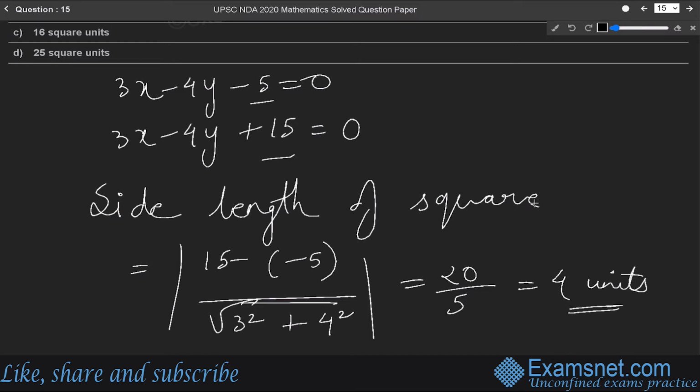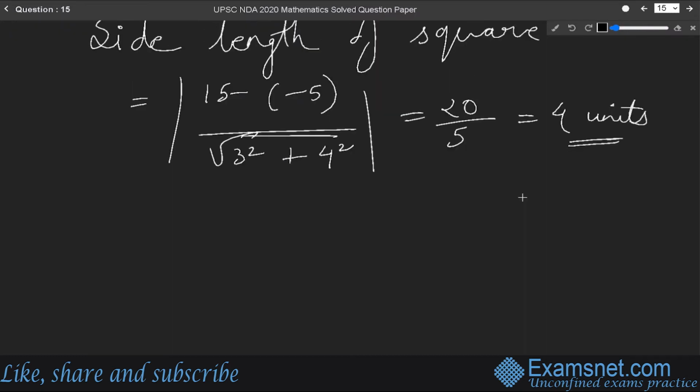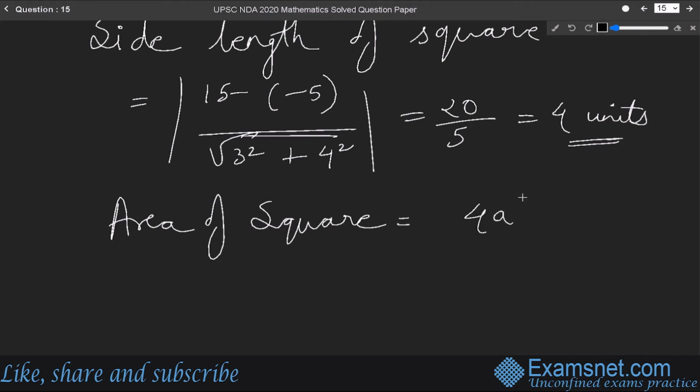Now this is a single side. We have to find the area of the square. Area of a square is a square, so area will be 4 into 4, which is 16. So the answer is 16.